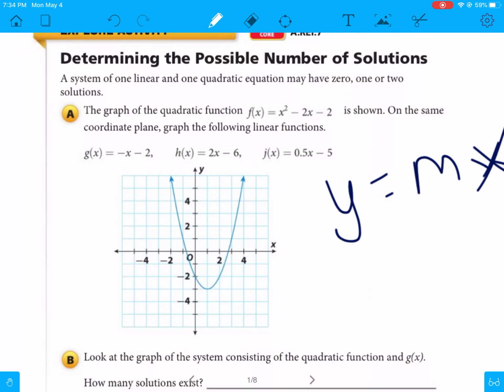Now g of x, it's saying negative x minus 2. So our y-intercept is at negative 2, right here. And it's going to go down 1, to the right 1. So this would be the quadratic equation for g of x.